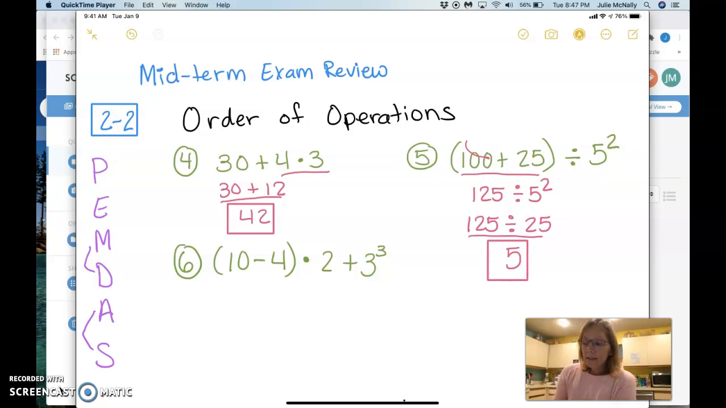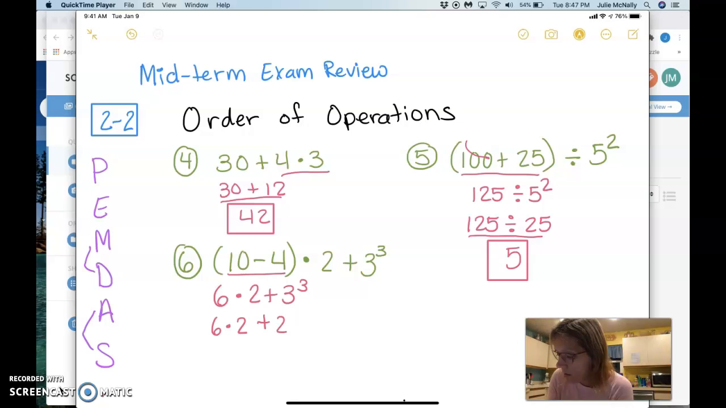And number 6, again, I'm going to do parentheses first. So 10 minus 4 is 6, and I'm going to bring down the rest. Exponents next. So I'm going to bring this down because I'm not using it yet. And I'm going to do 3 to the 3rd power, which is 3 times 3, which is 9, times 3 again, which is 27.